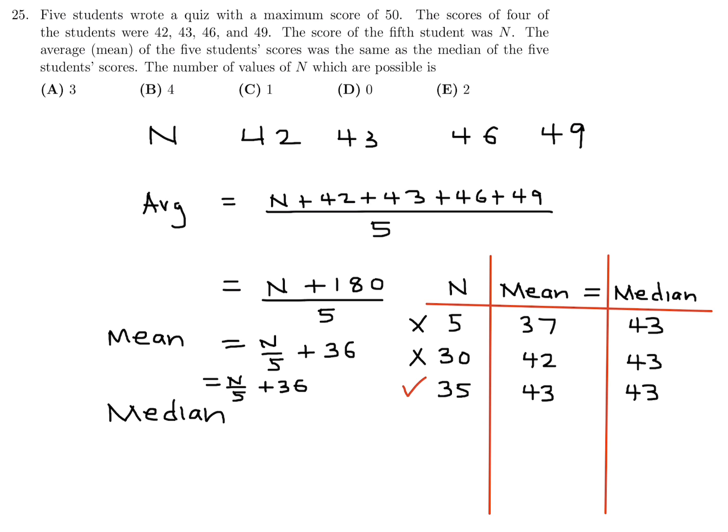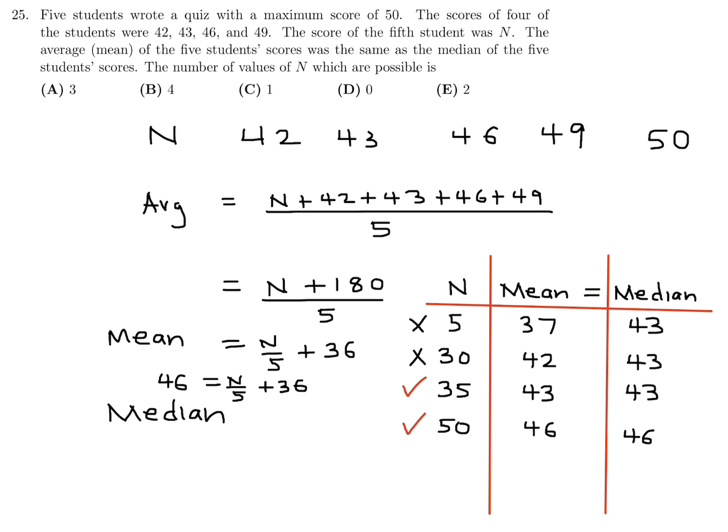All right, let's keep going here. 46 for the mean. If you have 46, put 46 here. 46 minus 36 is 10. 10 times 5 is 50. So if 50 is n, I'll put 50 over here now. What is the median? Median is 46. Does the mean and median equal each other? Sure. All right, we got 2.